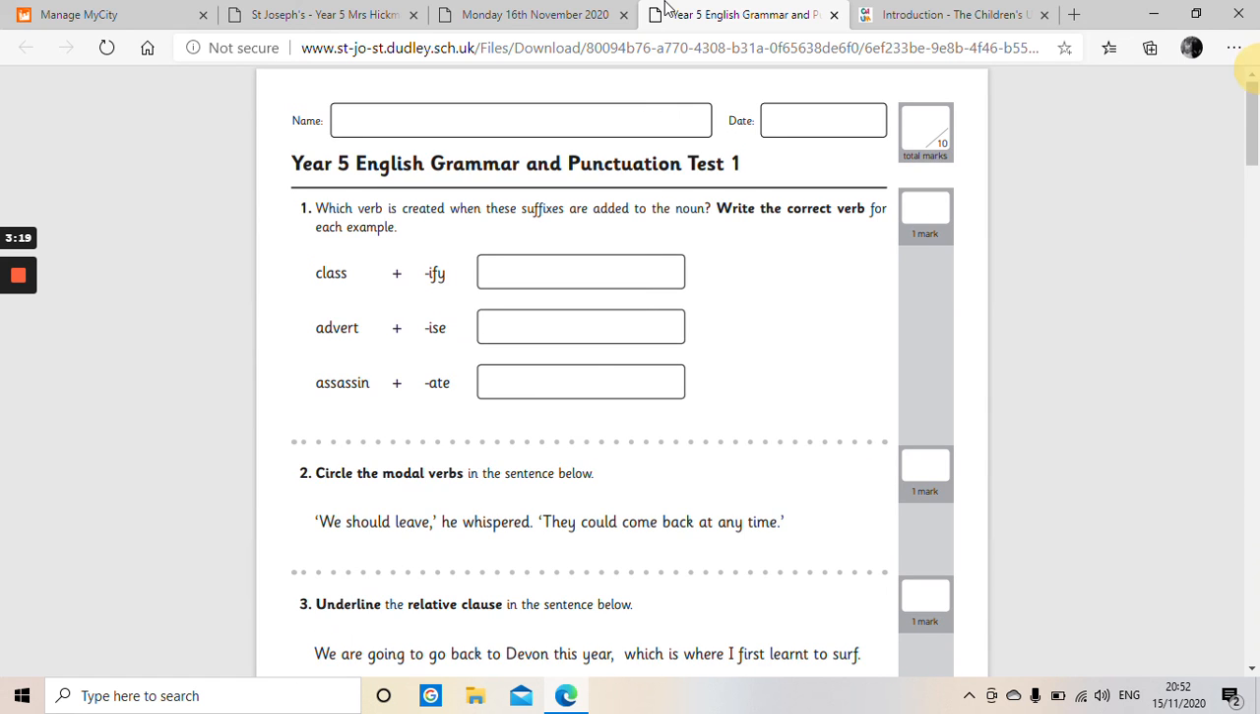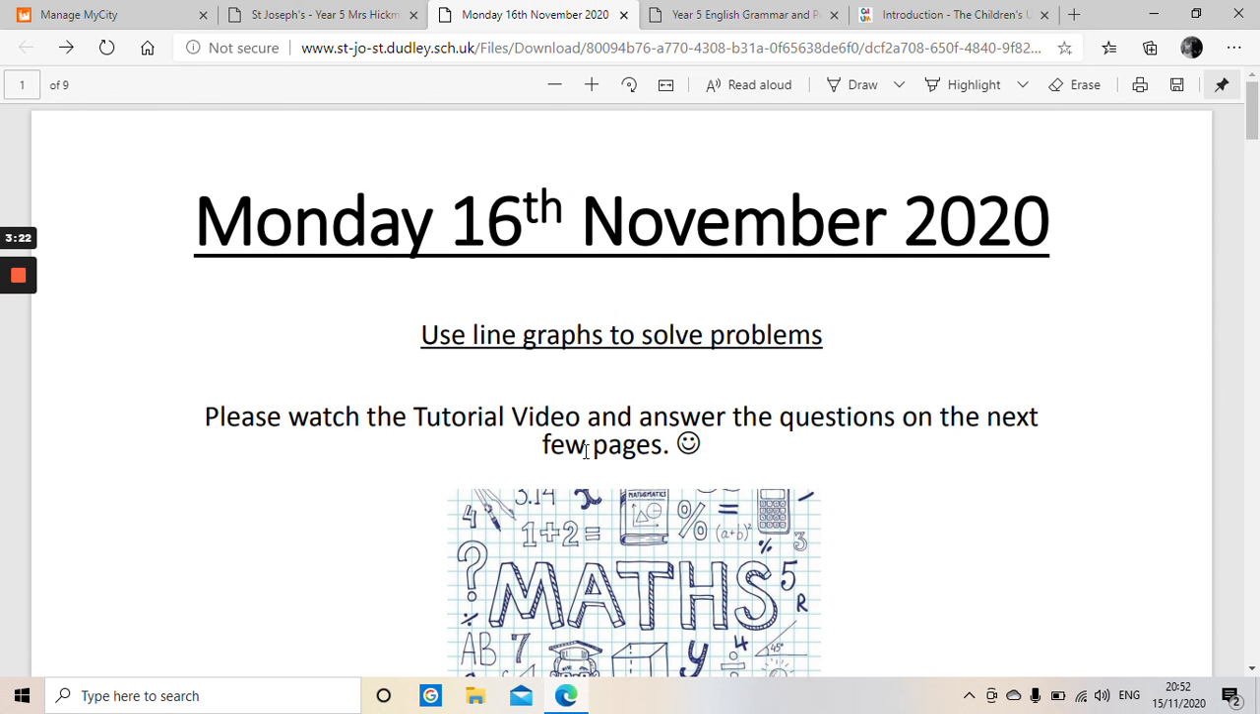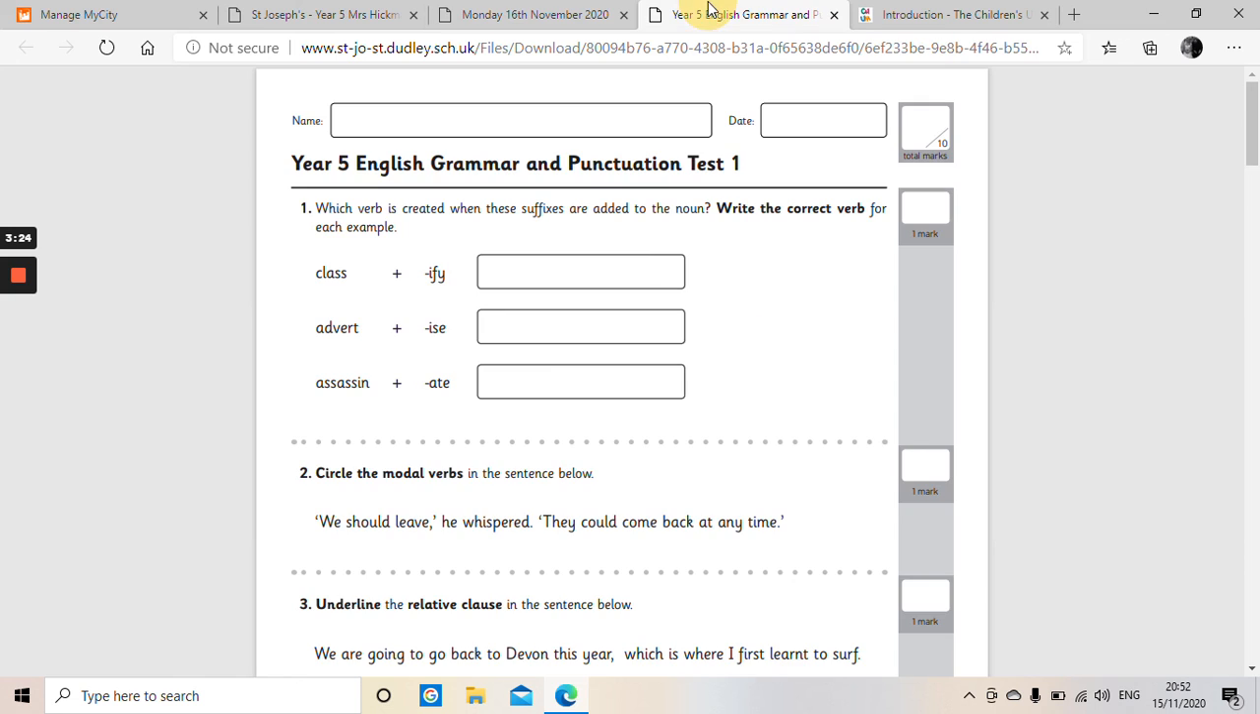Okay, so maths and English, the usual for maths, using line graphs to solve problems, and just a little bit of grammar and punctuation revision for English.